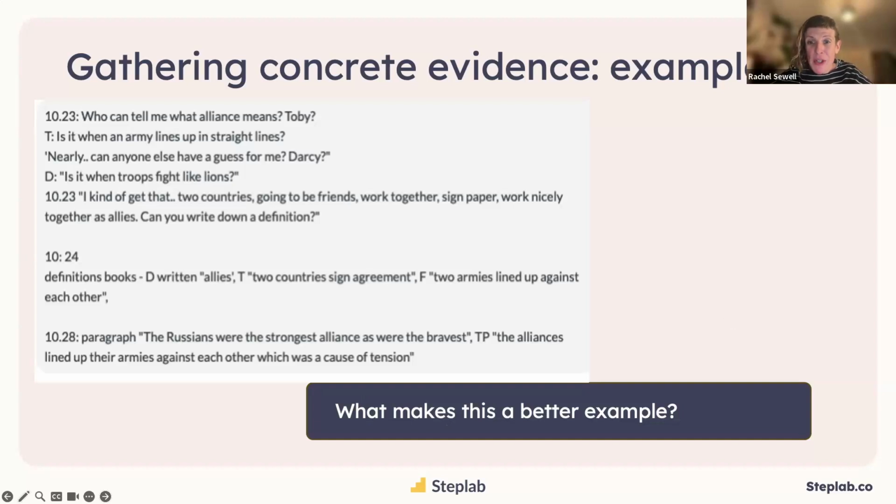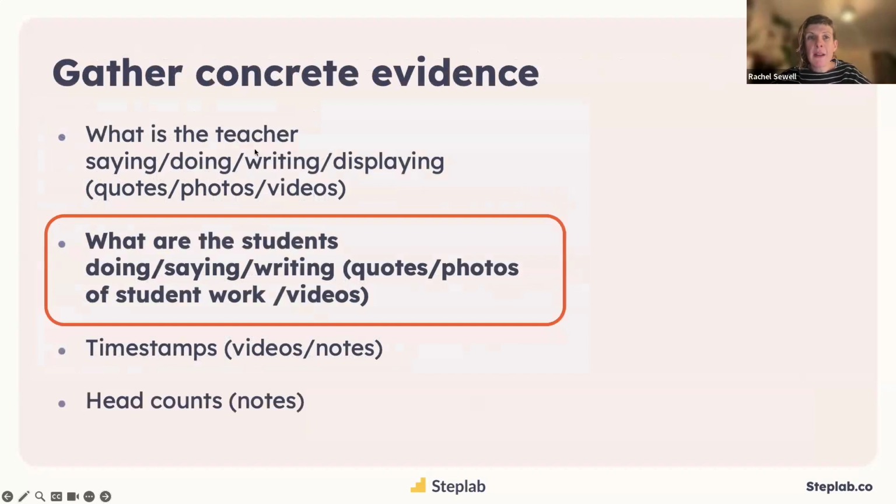Okay, great. So just to pinpoint the gathering of concrete evidence, these are the key things that we're looking for. Shauna and Stephanie, you both talked about that idea of quantitative data, and head counts can be really powerful there. Here we focused on what the teacher is saying and what the students are saying or doing. So it's about moving away from those opinionated statements and instead gathering things that are really concrete. So I'm on Steplab. I've populated that first box.